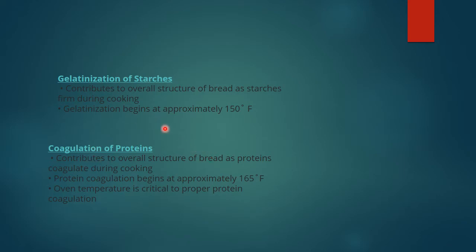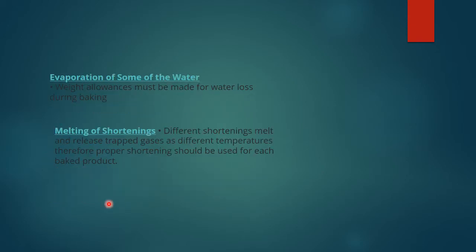Coagulation of protein also contributes to the overall structure of bread, as proteins coagulate during cooking. Protein coagulation begins at approximately 165 degrees Fahrenheit. Oven temperature is critical to proper protein coagulation. Next, evaporation of some of the water: weight allowance must be made for loss during baking.